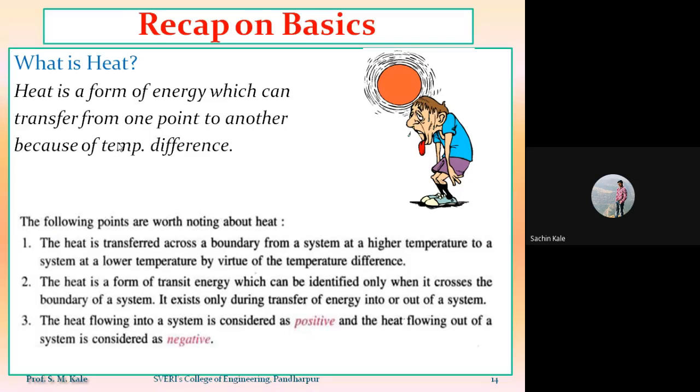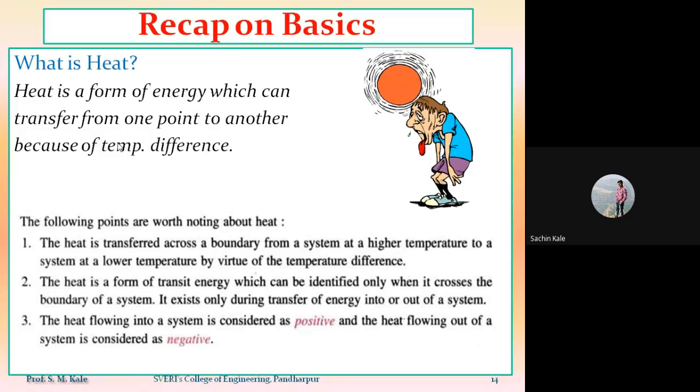Related to the heat, we should know some basic points. Always heat will be transferred across the boundary of a system from the higher temperature region to the lower temperature region because of temperature difference. That is the first point. Second point, whatever heat is there, that is a transient form of energy. Transient form means for each and every particular moment, the quantity of heat will go on changing. That is fluctuating.